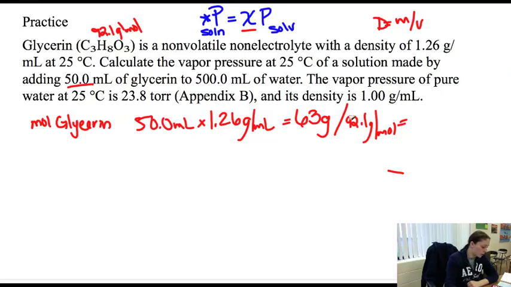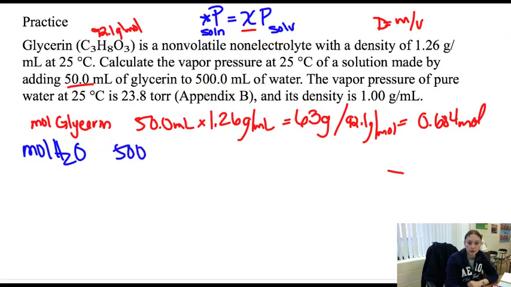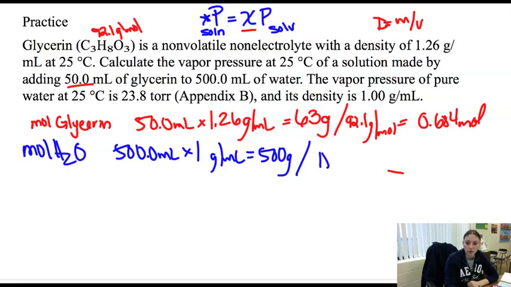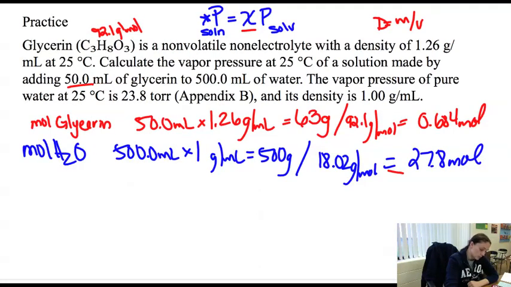And I'm going to come out here with 0.684 moles. Do the same thing now for our water. They tell me that I have 500 milliliters times 1. Well, that's really easy. Obviously that's 500. We have 500 grams divided by the molar mass of water, which is 18.02. And I'm going to get out here 27.8 moles of water, which makes it very apparent that the glycerin is definitely my solute.